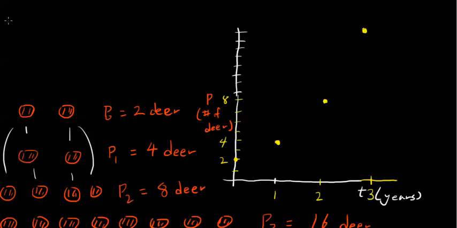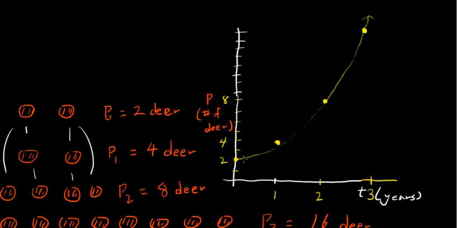And now let me try to graph this. If we try to graph this, it's going to look something like that. And you can see it's not a line, which means the rate of change is not constant. Its rate of change is actually increasing in this case.